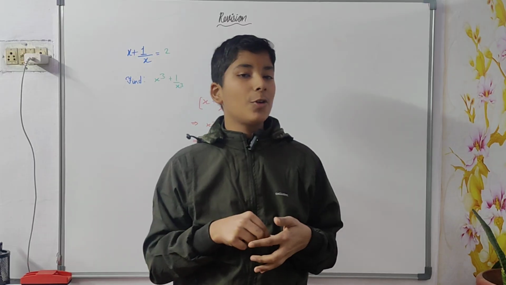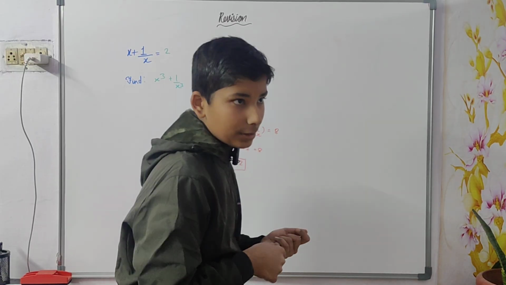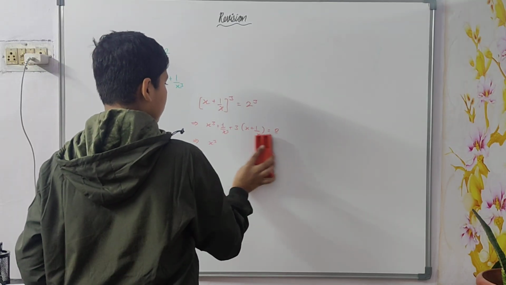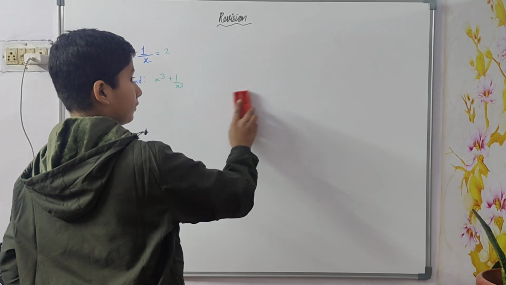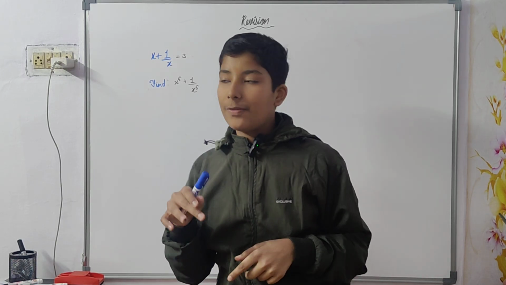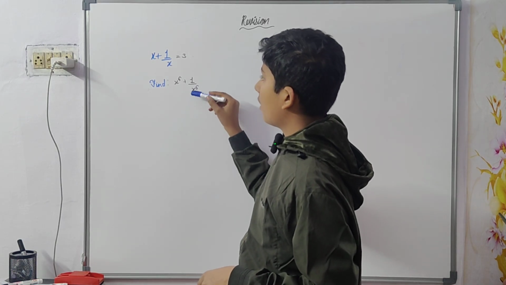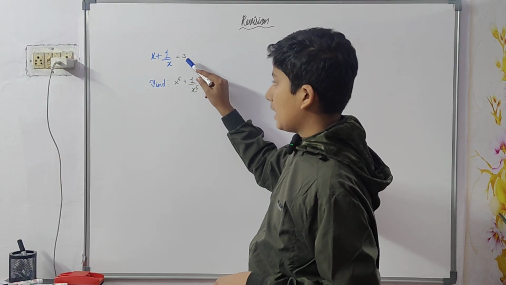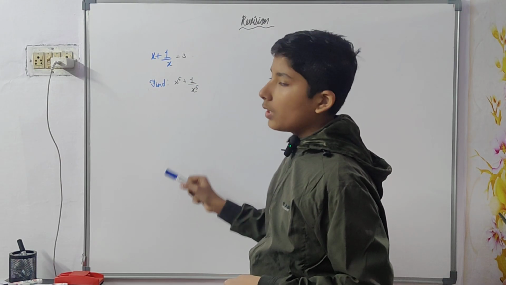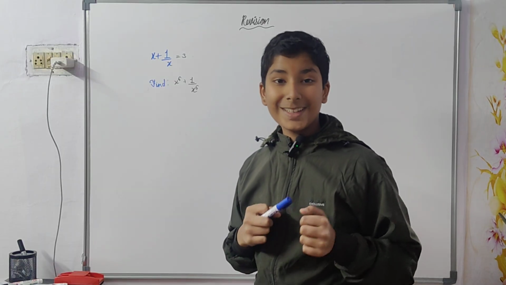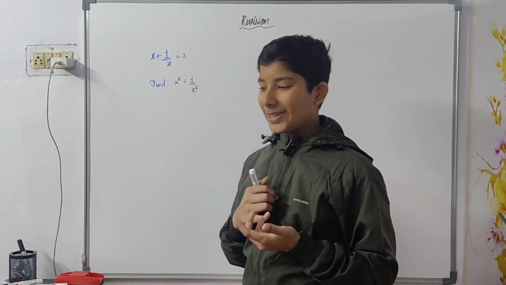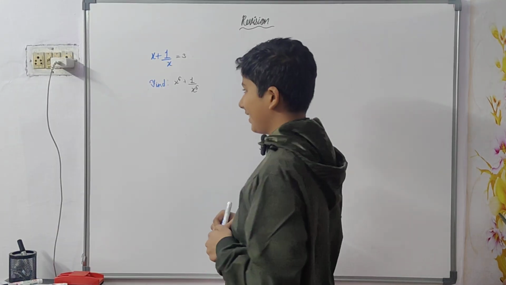Now let's come to our next question. In this question, it is a bit different. You can see x plus 1 by x is 3. We have to find x to the power 6 plus 1 upon x to the power 6.